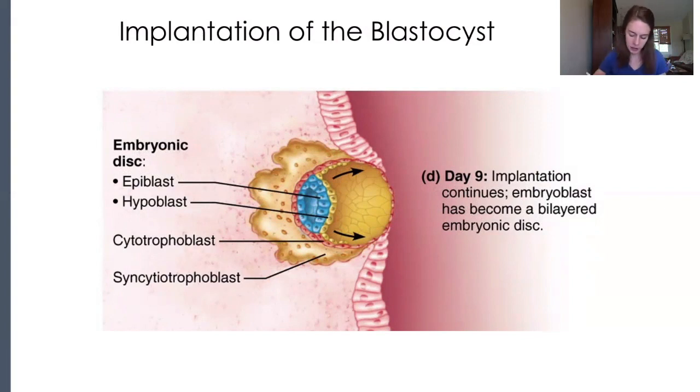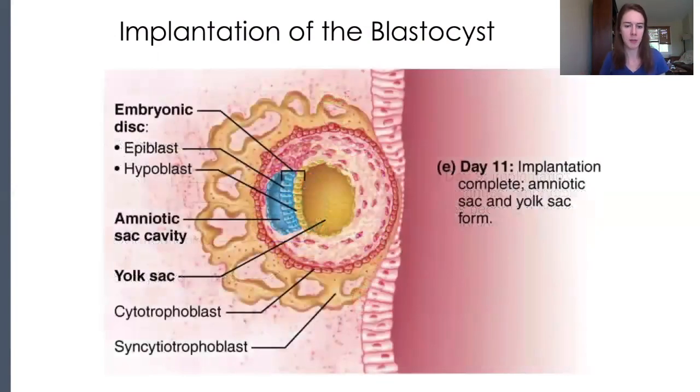And at this point, we have, and we'll come back to this, a bilayered embryonic disc. This disc here is what actually develops into a human. Everything else is just kind of structural and supportive and will become the placenta and the amnion, which is just the sac surrounding the developing embryo. So this embryonic disc here will become the little person. Everything else is developing from those trophoblast cells.